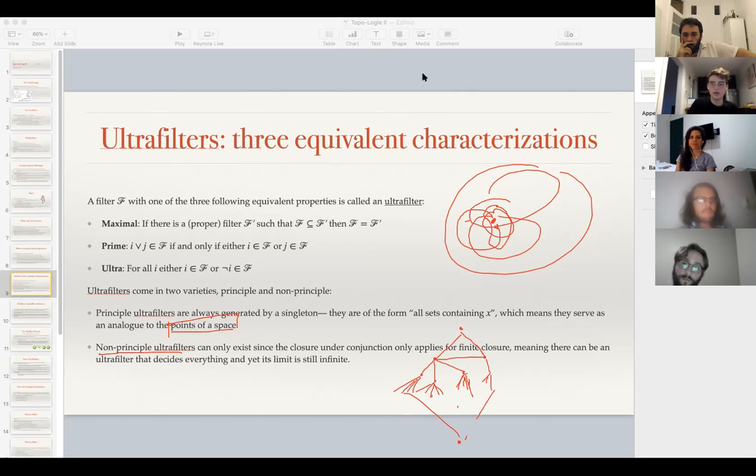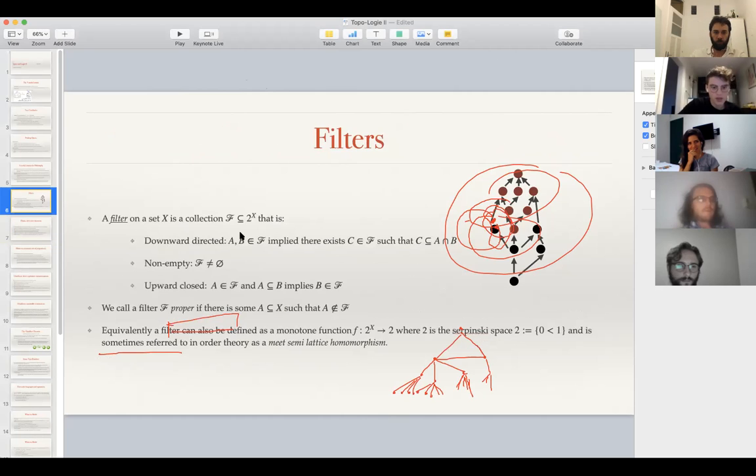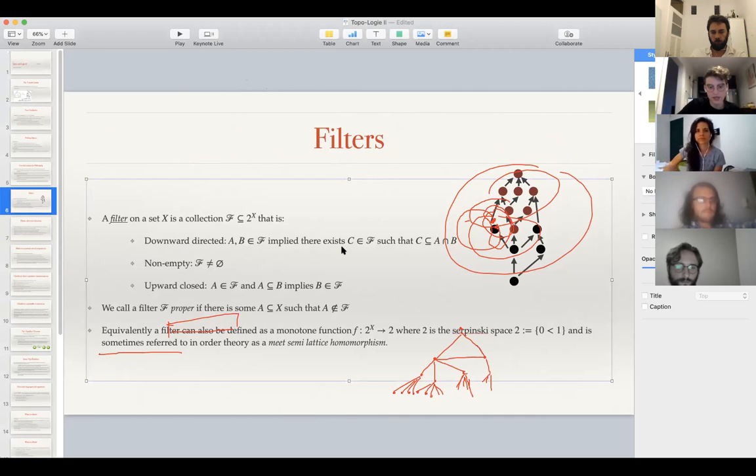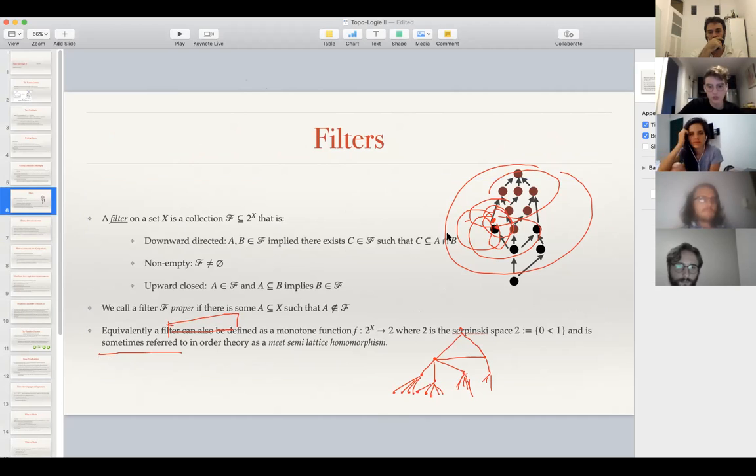That's actually not what happens in a non-principal ultrafilter. If we remember this conjunction, they have intersection on one point when they're principal, because then they all have the singleton in common. If we remember the conjunction property, what does it say? Let's go back to it real quick. The conjunction property is here. It says that if we have two things in the filter, then there's going to be another one in the filter, which is their conjunction.